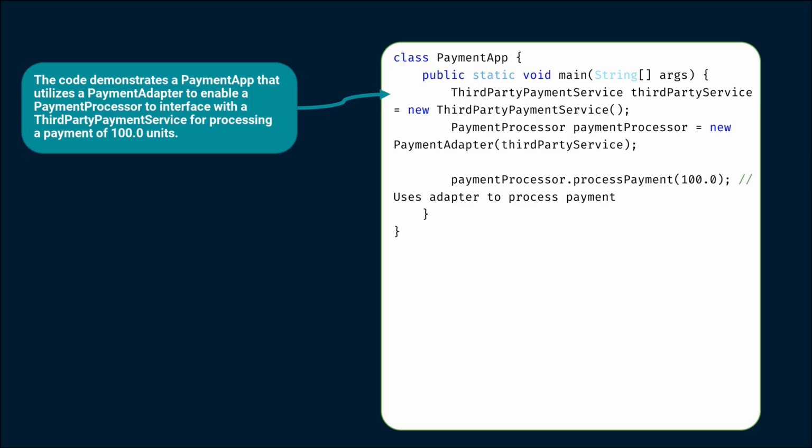In the adapter's processPayment method, we call the third-party service's makePayment method, ensuring all payment processing is done in US dollars. Finally, we call processPayment with a specified amount of 100. This illustrates how the adapter enables our application to remain agnostic to the underlying payment service's requirements, ensuring flexibility and maintainability in our application's design.